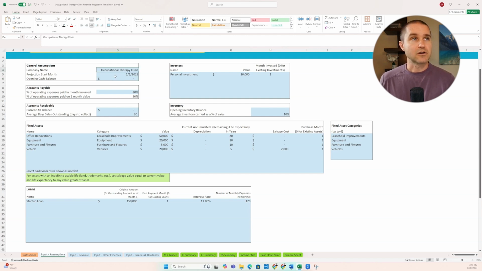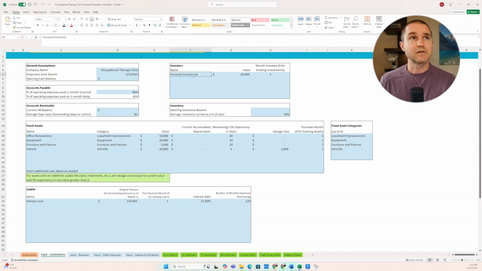So you can set your company name, your projection start month. In this example, we're going to assume that this is a startup occupational therapy clinic and that you are an occupational therapist yourself, and that you're going to pay yourself maybe some base minimum salary, and then maybe over time you'll add in other employees as well. And so that's kind of the assumption we have as we fill this out. And so I'll just walk you through it here.